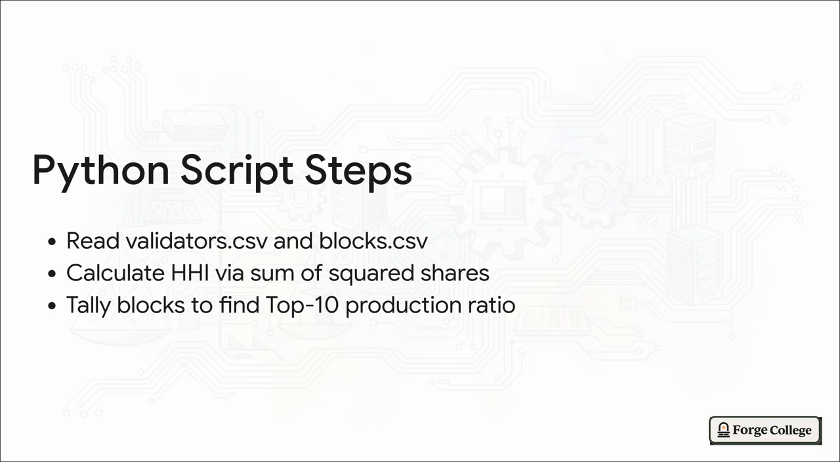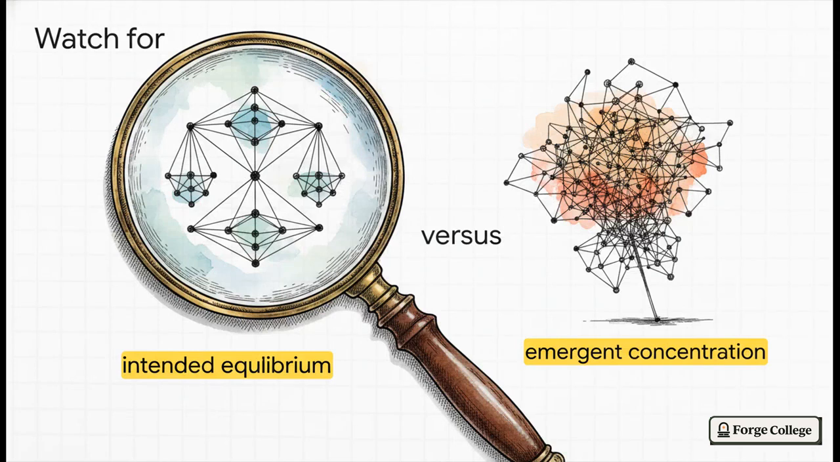It's an elegant little process, and trust me, it is incredibly revealing when you compare it against historical baselines. But, and this is a big but, as any good detective knows, context is literally everything. When we run these numbers, we have to pause and ask, wait, was this high concentration designed on purpose? Like, some networks intentionally use stake pools, right? That's an intended equilibrium. Or is this an accidental vulnerability, an emergent concentration that the developers totally didn't see coming?